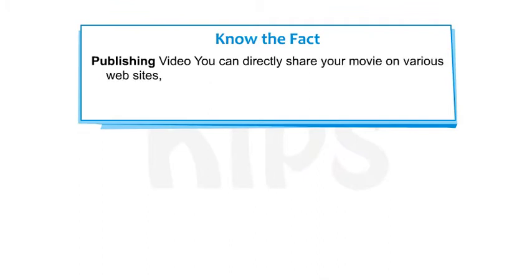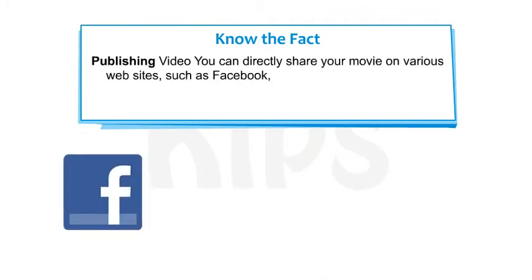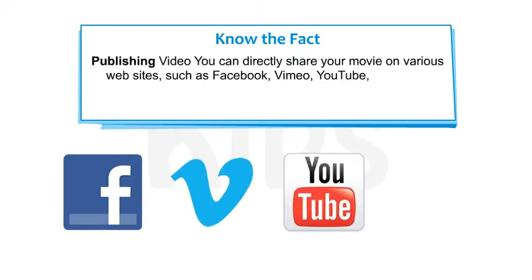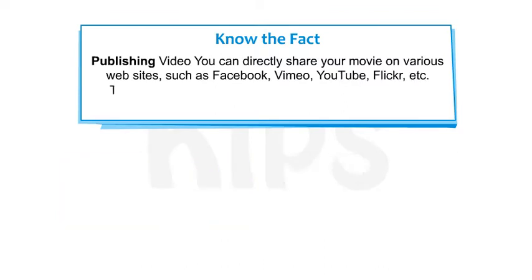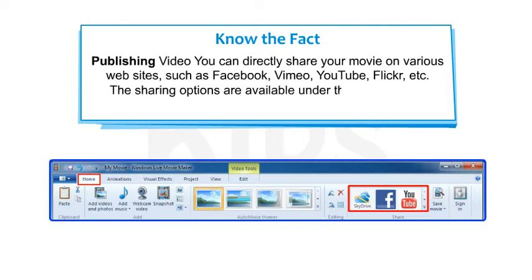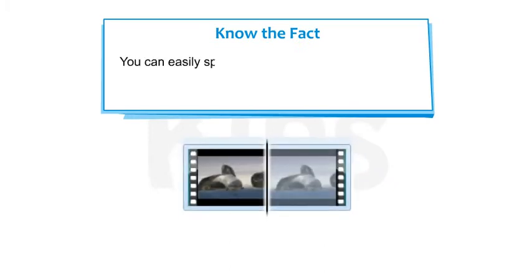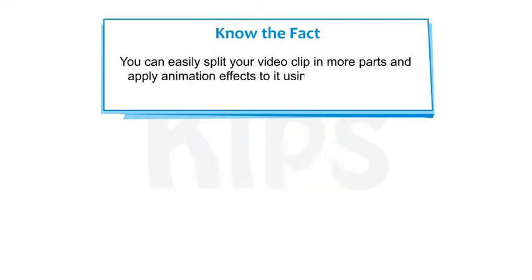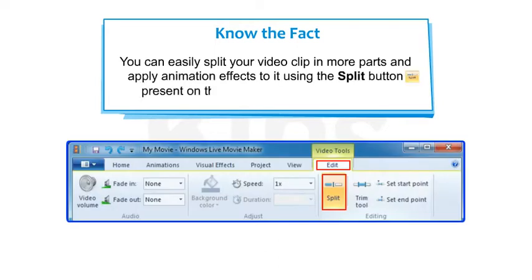Students know the fact that in publishing video, you can directly share your movie on various websites such as Facebook, Vimeo, YouTube, Flickr, etc. The sharing options are available under the Share group on the Home tab. Students know the fact that you can easily split your video clip in more parts and apply animation effects to it using the Split button present on the Edit tab in the Editing group.